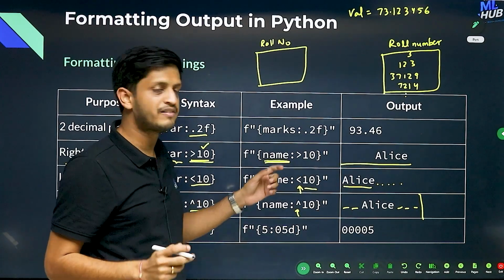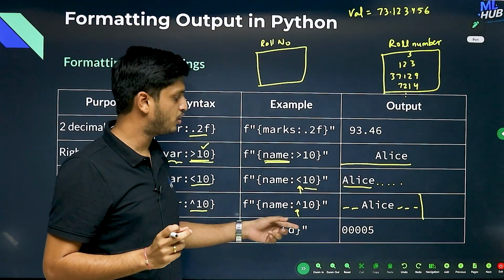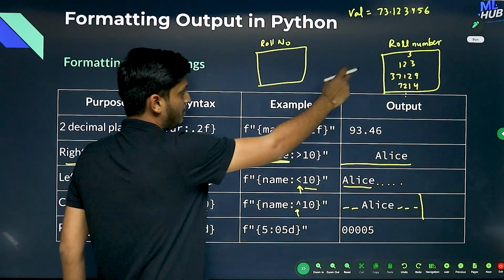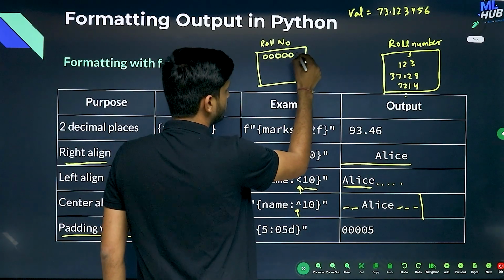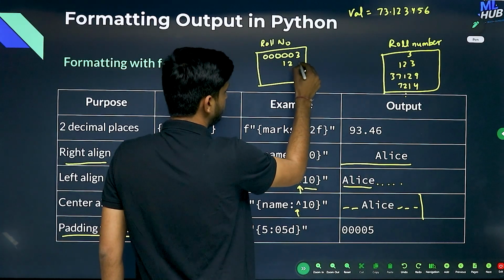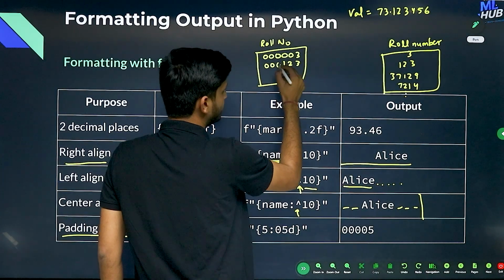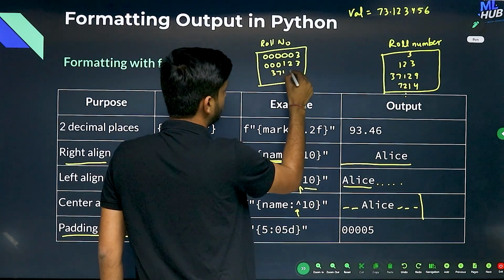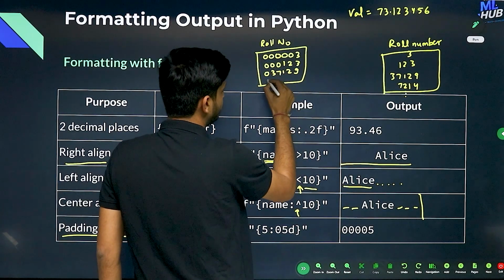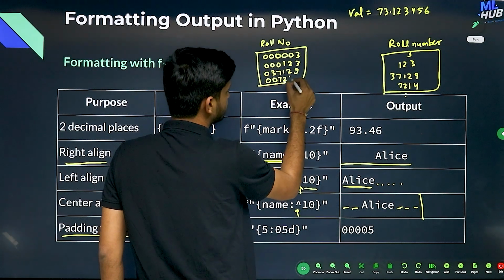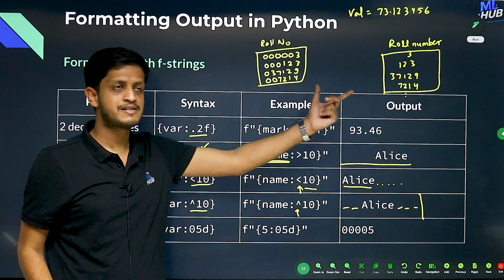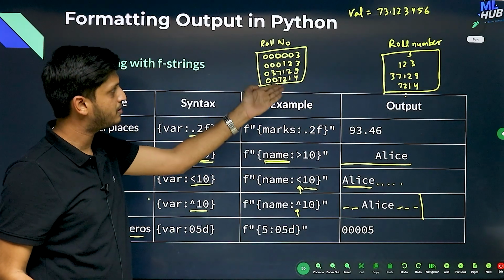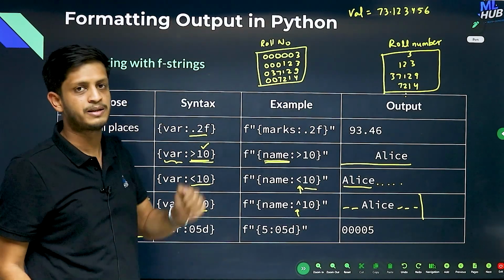See, here we are padding with space, but what if you want to pad with zeros? Now I want the output like this: 0 0 0 0 0 3. Then 123 should be printed like this, then 37129 like this, then 7214 like this. So I want to pad, like everything should take 6 spaces, but instead of space, I want zeros to be present before them.